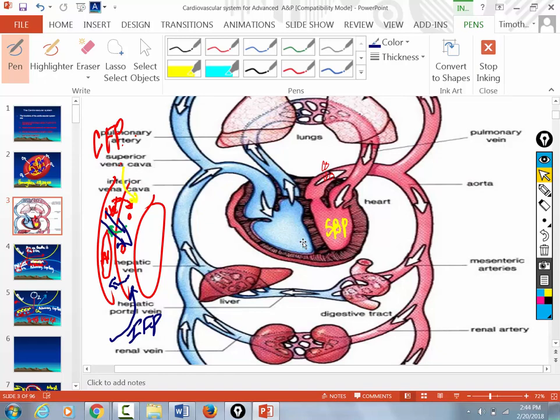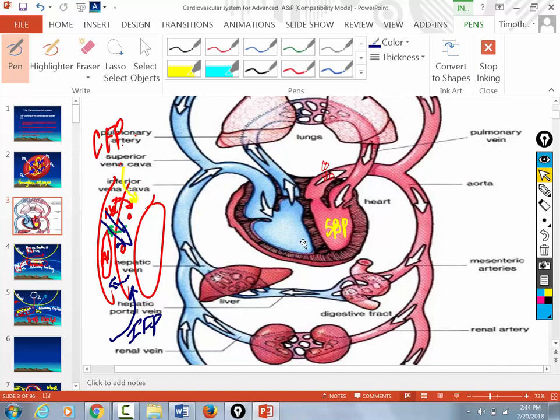But what do we have in our body that drains excess fluid? The lymphatic system. So the lymphatic system will drain all of that excess fluid and send it back to the cardiovascular system. Say yes.